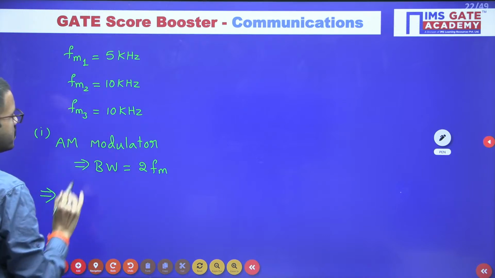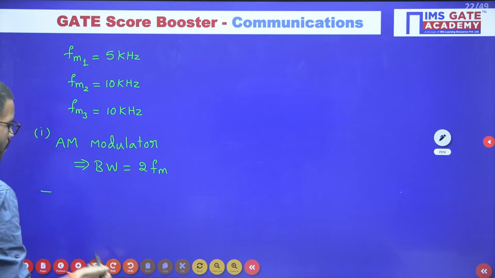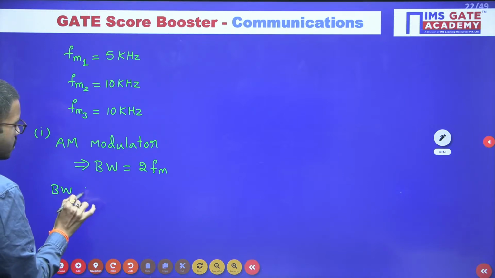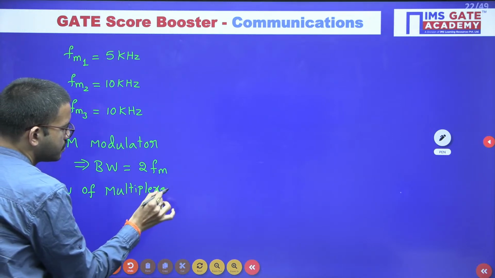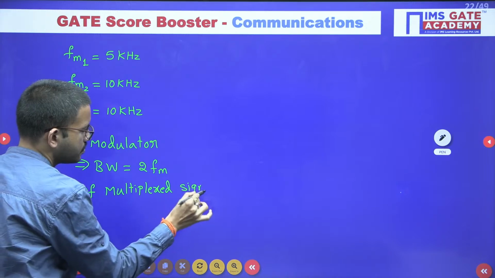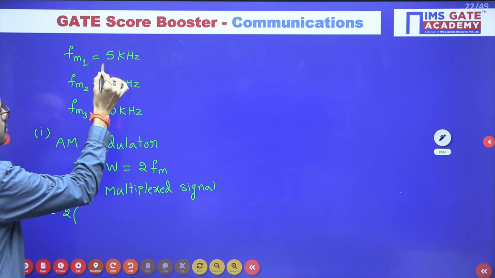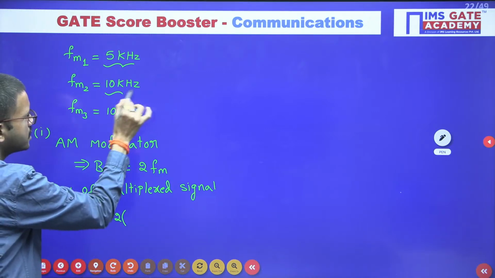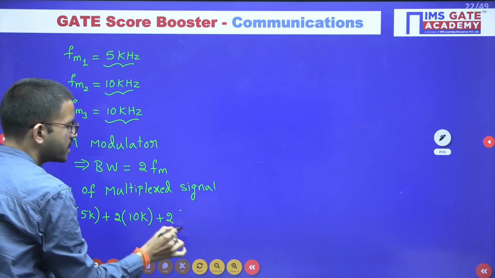So here the bandwidth of the multiplexed signal is equal to 2 times 5K for the first signal, plus 2 into 10K for the second signal, plus 2 into 10K once again for the third signal.